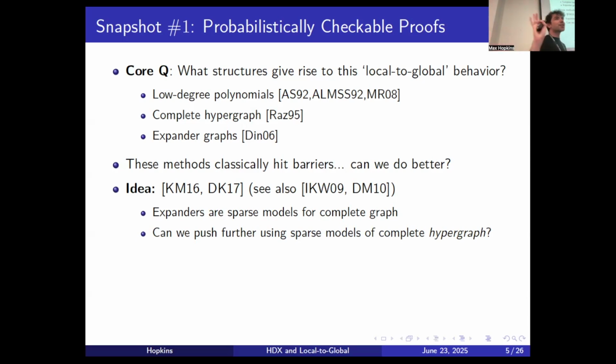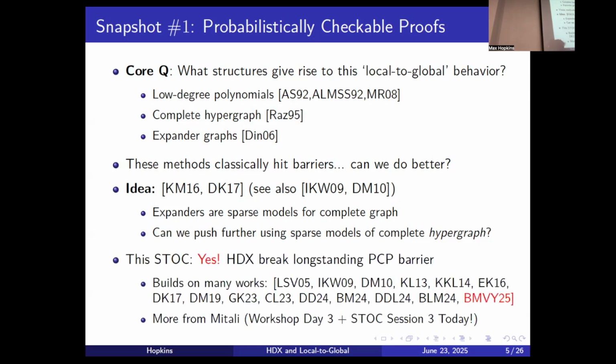If this doesn't mean anything to you, it's fine. It's not critical for the rest of the talk, but somehow there's a natural idea here to try to use sparsifications of the complete hypergraph that we'll be calling the class of high-dimensional expanders. So this talk, building on sort of 20 years of work in this direction, we learned the answer is yes. This work of Bafna, Minzer, Vyas, and Yun breaks a long-standing barrier in PCP efficiency and uses high-dimensional expanders to build an incredible new family of probabilistically checkable proofs. So Mitali will talk more about this, both in the best paper session today and in day 3 of the workshop. She'll talk more about the underlying HDX machinery and sort of local to global tools that go into this result. Okay.